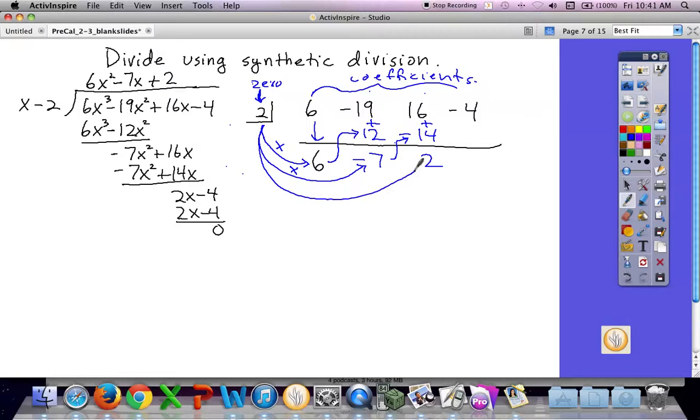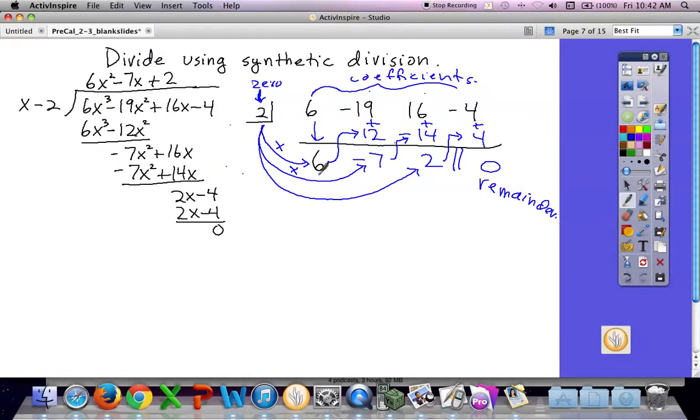2 times 2 is 4. Put the answer there. Right? Add. 0. So when you do the synthetic division, the last number that you get is the remainder. Right? The numbers to the left of that are coefficients of a polynomial of 1 less degree than you started with. Right? You started with x to the third, so this must start with 6x squared.